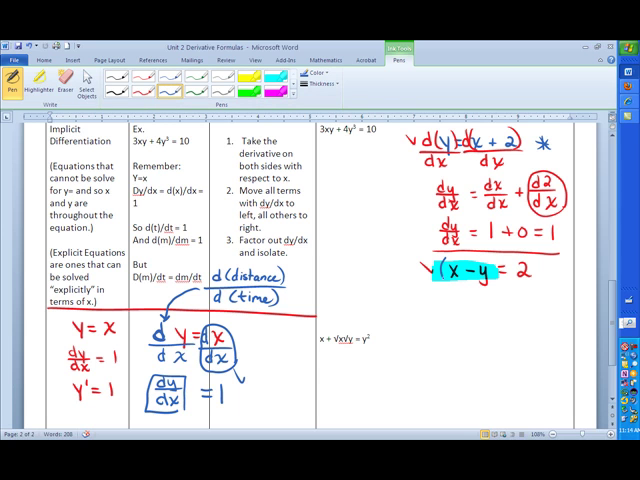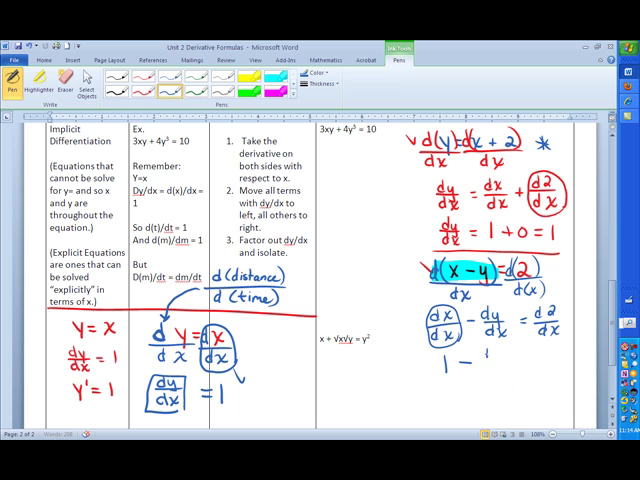So here's what we're going to do. We're going to take the derivative of this side with respect to x and the derivative of this side with respect to x. So I'm going to distribute: dx over dx minus dy over dx equals the derivative of 2 over dx. Now I'm going to take the derivative of each piece. dx over dx is 1 because the derivative of x with respect to x is 1.